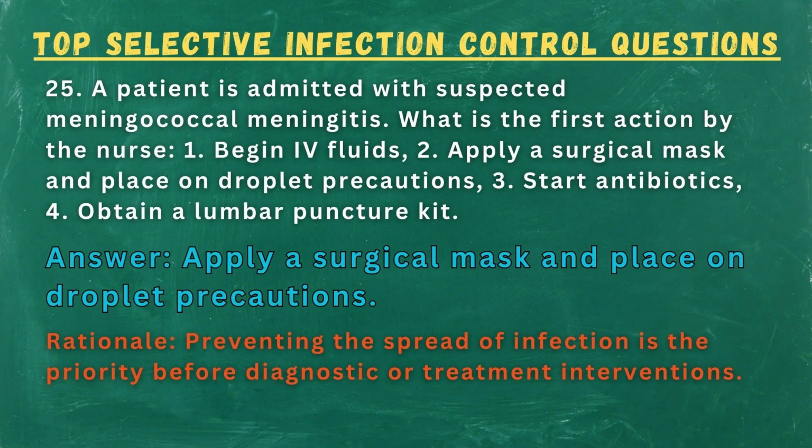25. A patient is admitted with suspected meningococcal meningitis. What is the first action by the nurse? 1. Begin IV fluids. 2. Apply a surgical mask and place on droplet precautions. 3. Start antibiotics. 4. Obtain a lumbar puncture kit. Answer: apply a surgical mask and place on droplet precautions. Rationale: preventing the spread of infection is the priority before diagnostic or treatment interventions.